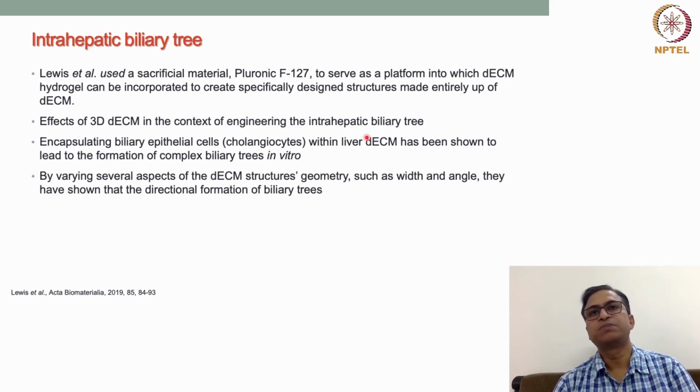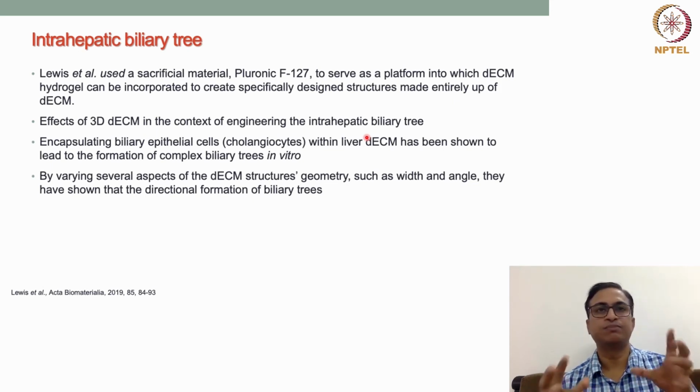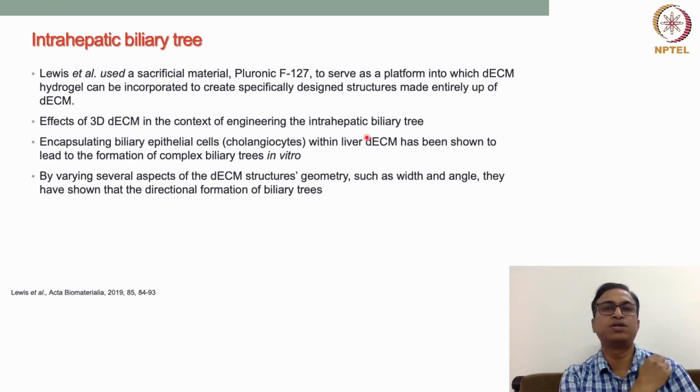Some research has targeted liver lobule-like structures, and some research has also targeted multilobular structures. In this particular work that we are going to discuss now, this group, Lewis et al., have prepared an intrahepatic biliary tree.